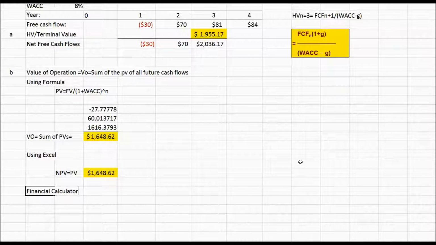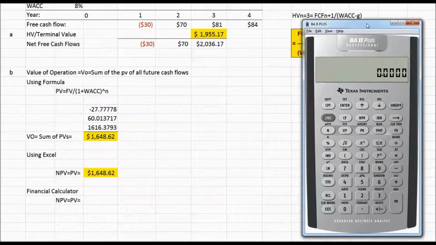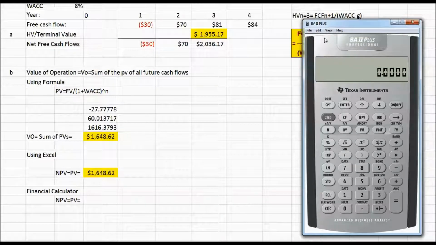Okay, financial calculator. So how much is NPV? Or NPV equals, in this case, present value equals how much is that? Okay, so this is my financial calculator now. This is the TI Texas Instruments BA II Plus financial calculator.